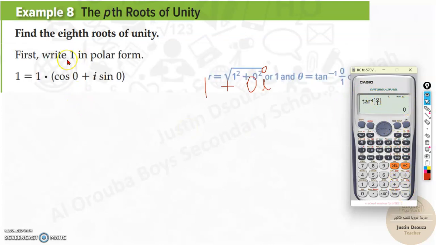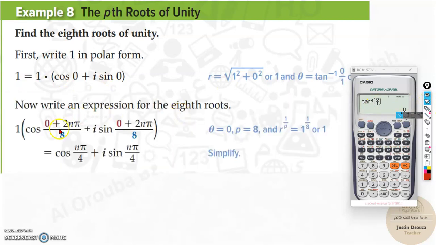Whenever we write 1 as a complex number, in the complex form it is like this, but this is rectangular. We can't use the distinct roots formula because it is in rectangular form. You need to convert to polar form, and this is the polar form. Now you can use the distinct roots formula. We just did this in the previous section, so the same thing will be repeated now. Apply the formula. I hope you remember the formula.